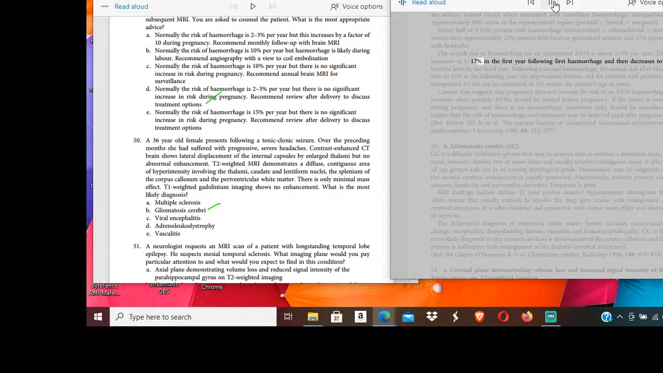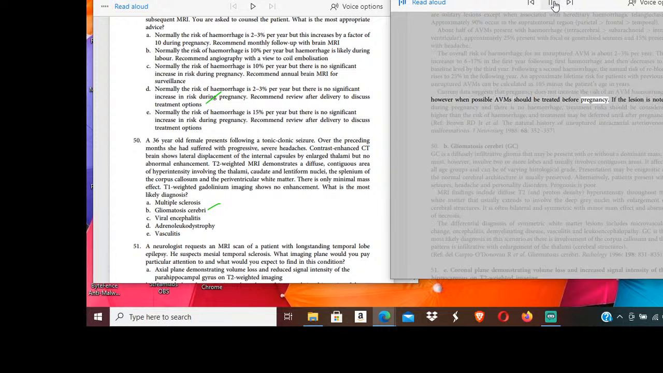This increases to 6-17% in the first year following first hemorrhage, and then decreases to a baseline level by the third year. Following a second hemorrhage, the annual risk of rebleed rises to 25% in the following year. An approximate lifetime risk for patients with previously unruptured AVMs can be calculated as 105 minus the patient's age in years.